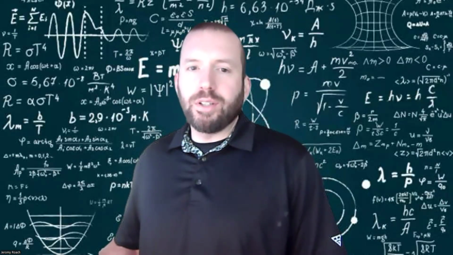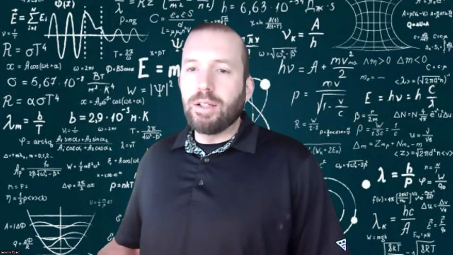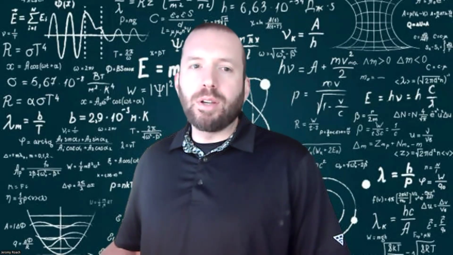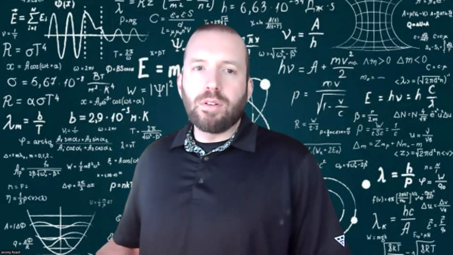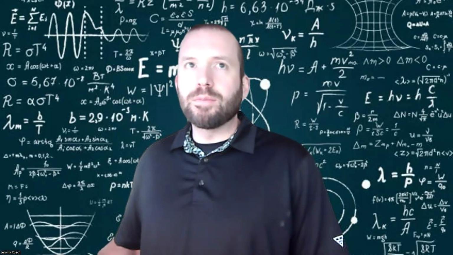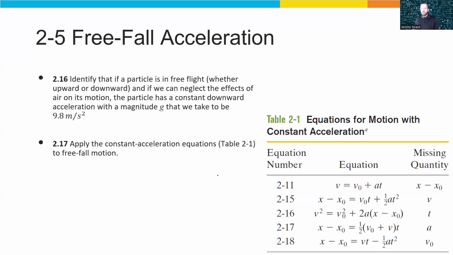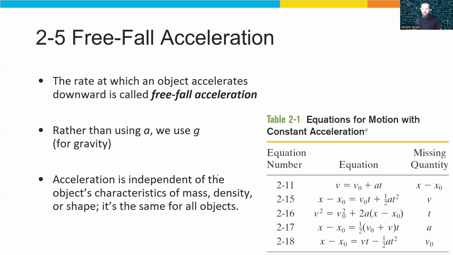I'm going to go over free fall acceleration next. We've covered previously the equations of motion for constant acceleration. Now we're going to discuss acceleration as far as what's happening when something is falling down due to gravity. Rather than A, we tend to use G for gravity instead, but wherever you see A in these equations, you can substitute in a G instead.